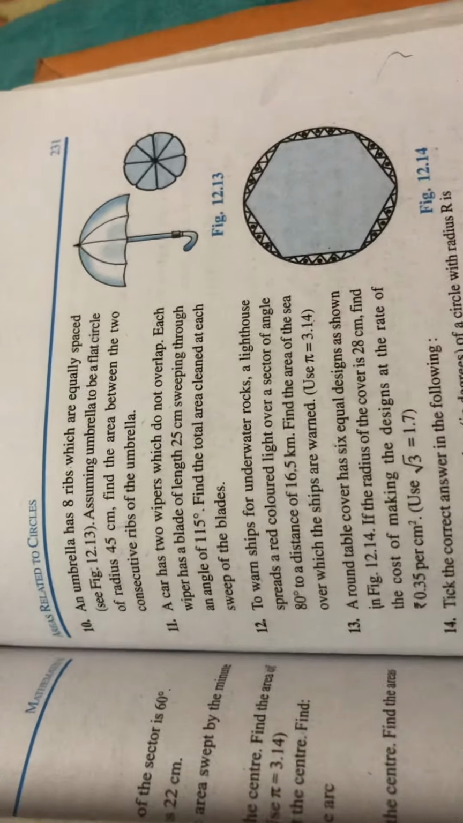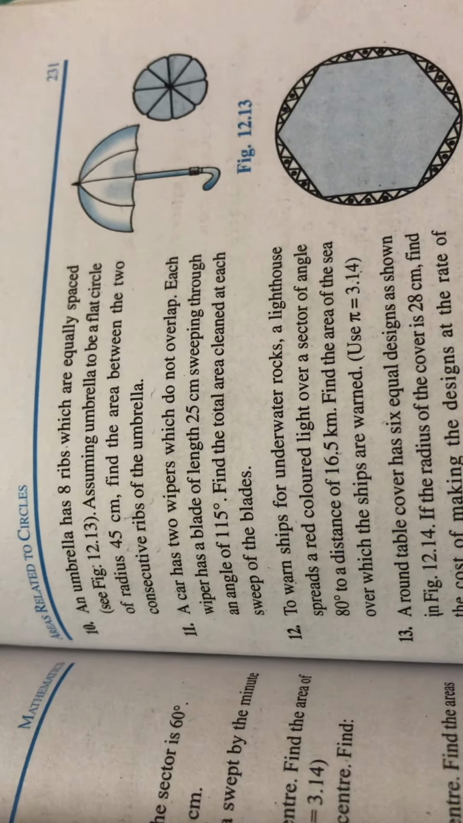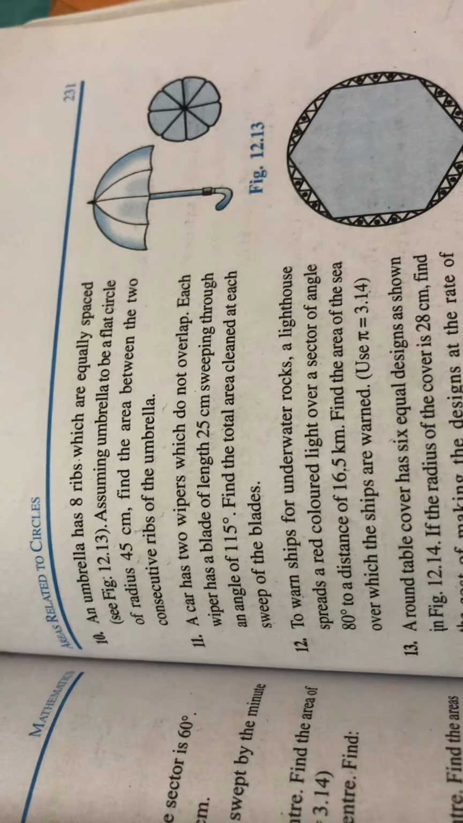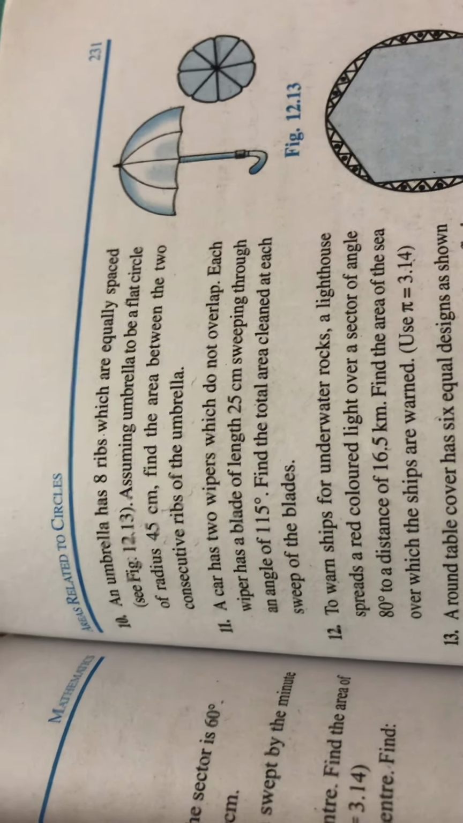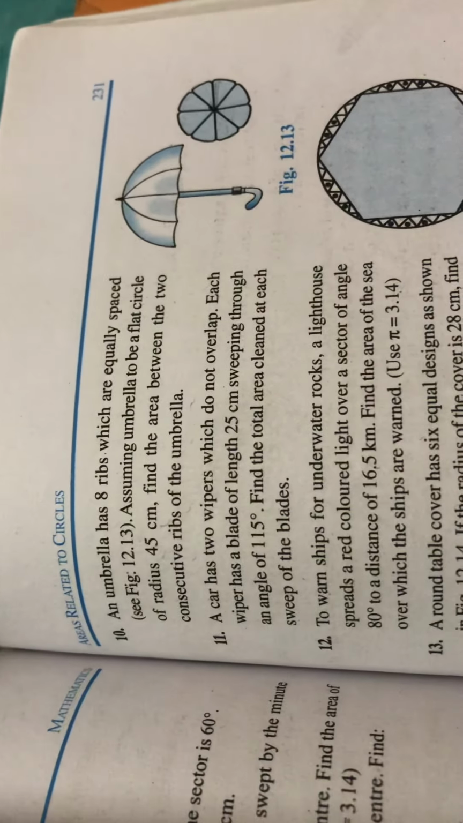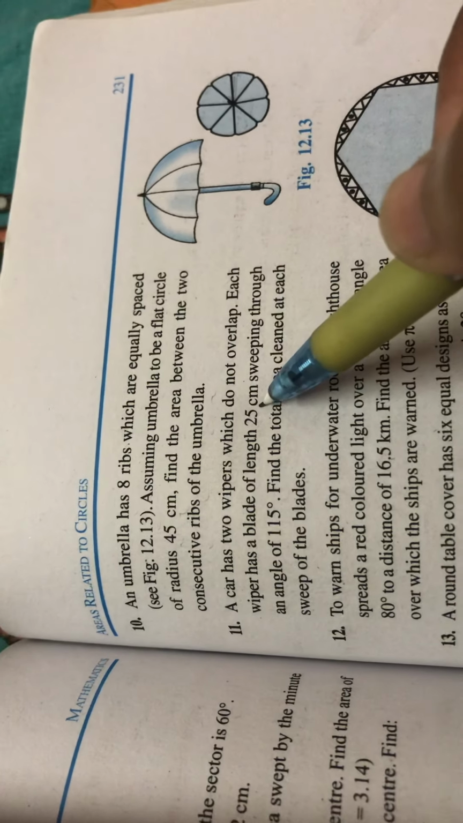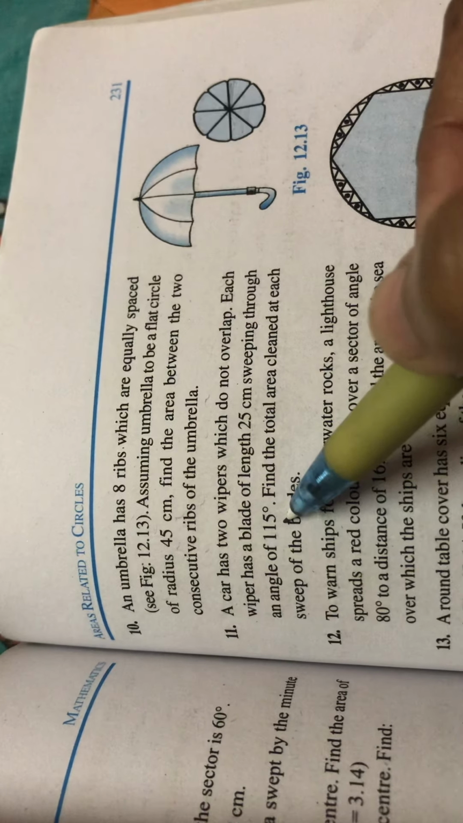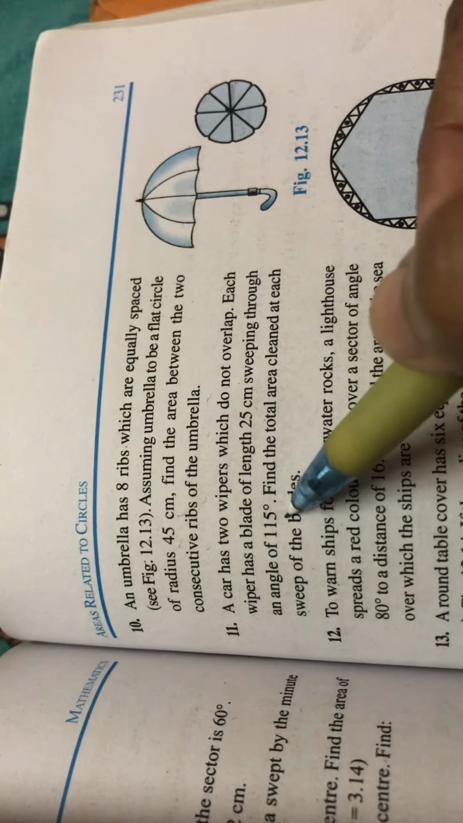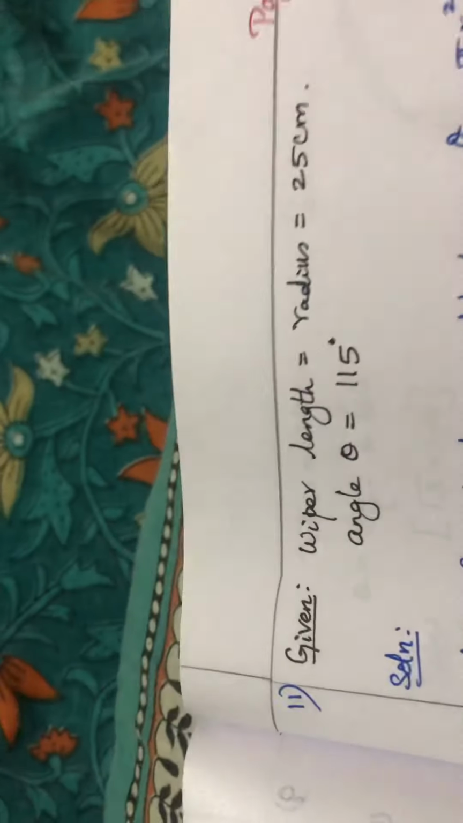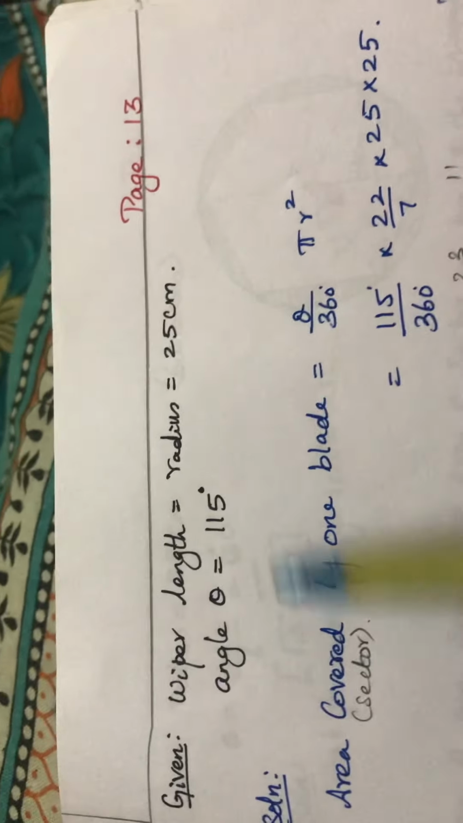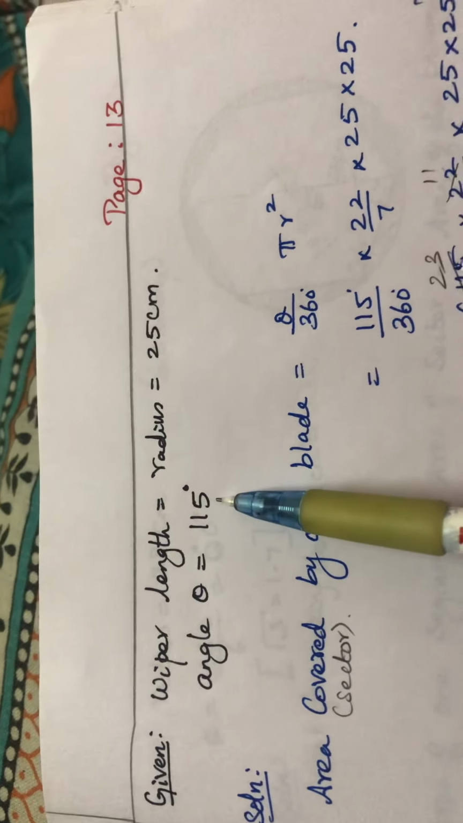You have all seen that the car has wipers. When it rains, we use those wipers. Each car has two wipers in the front. So it is given the length of the blade is 25 centimeter, and the angle the wiper covers is 115 degree. So the wiper length, that is the radius, is 25 centimeter and angle theta is equal to 115.